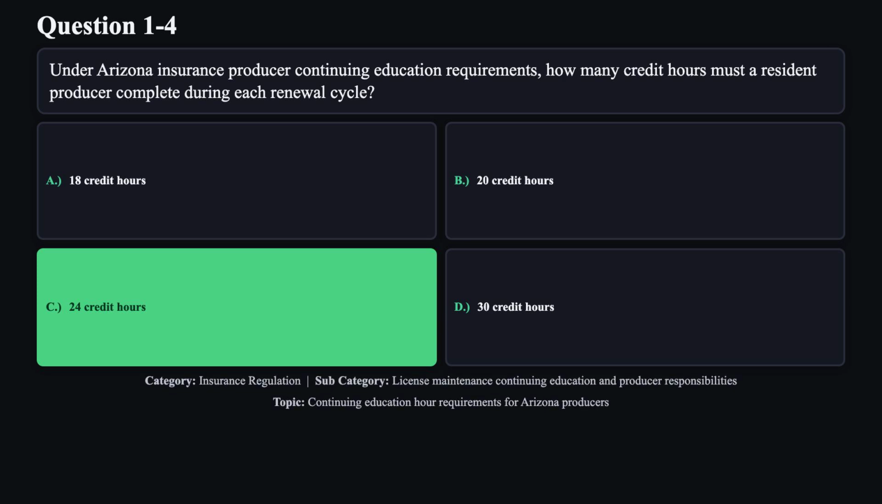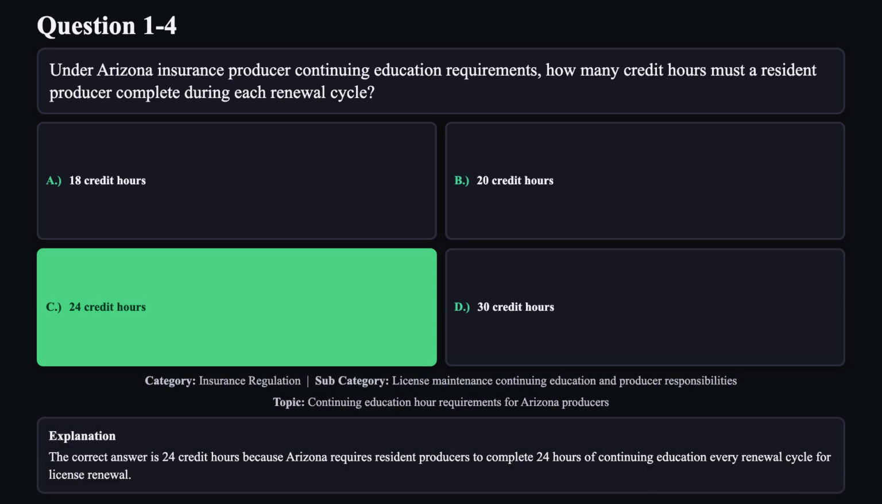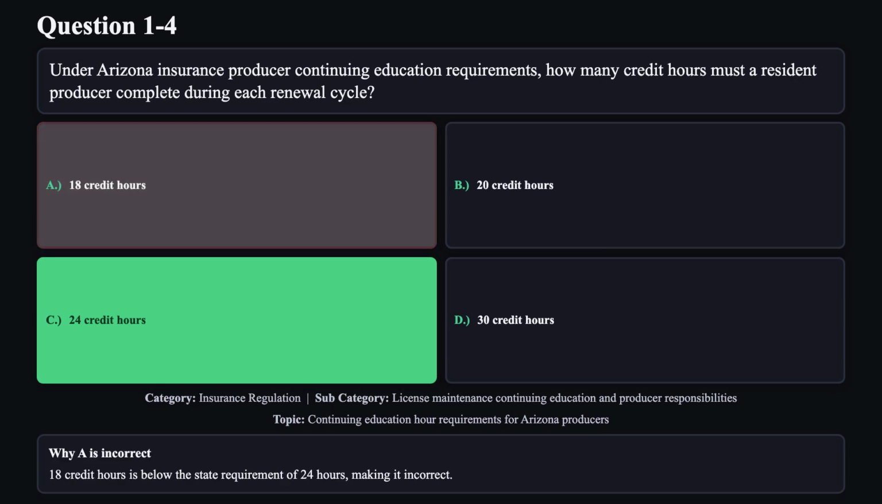The correct answer is C. The correct answer is 24 credit hours because Arizona requires resident producers to complete 24 hours of continuing education every renewal cycle for license renewal. Reason A is not correct. 18 credit hours is below the state requirement of 24 hours, making it incorrect.